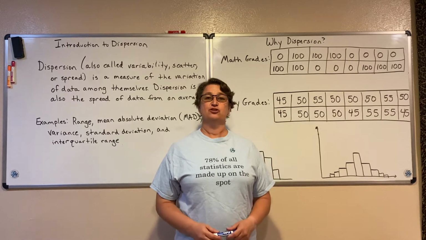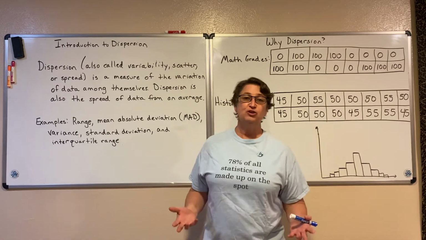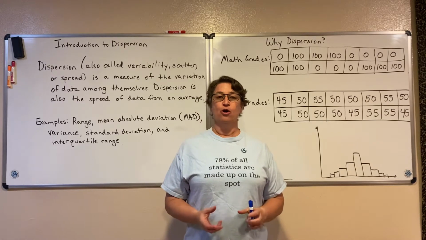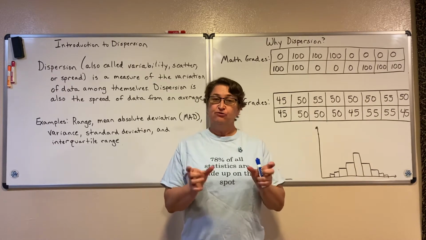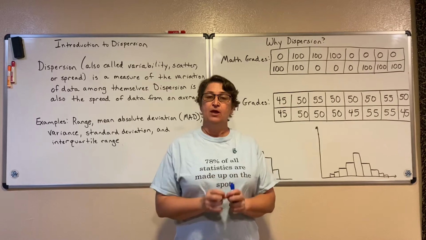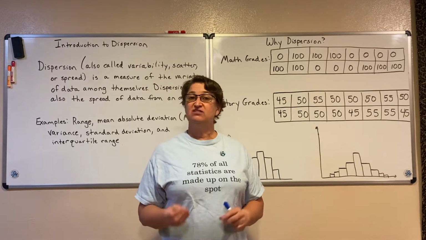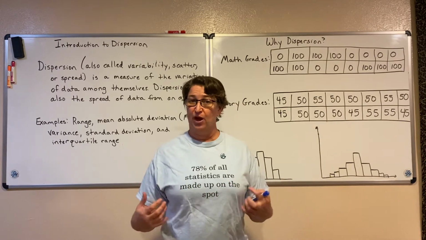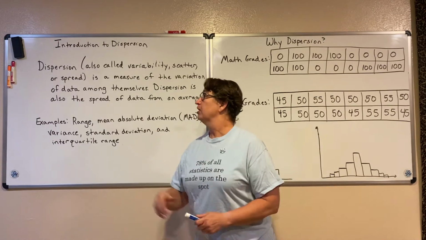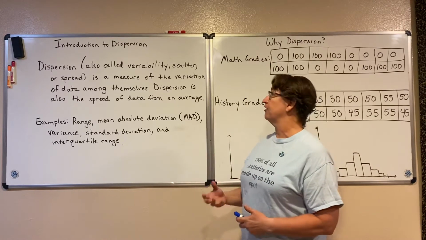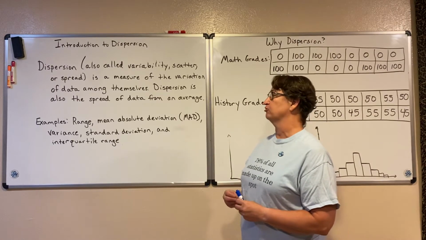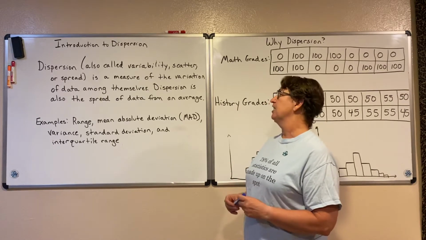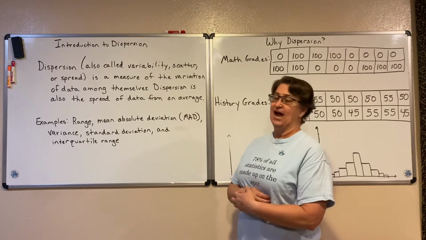Let's talk about dispersion. Dispersion is just how spread out our data is, or how far away our data is from the mean. We're going to learn about several different statistics that show that dispersion, that spread of the data. Dispersion, sometimes called variability or scatter or spread, is a measure of the variation of data among themselves. It's also the spread of data from an average.